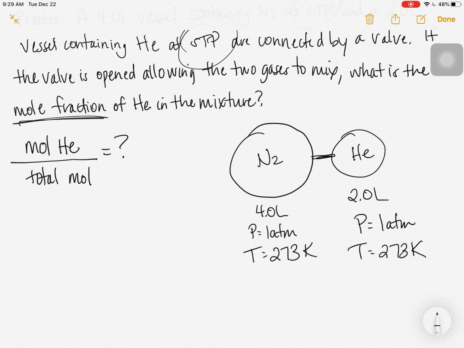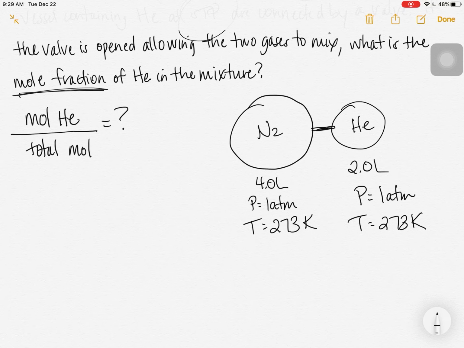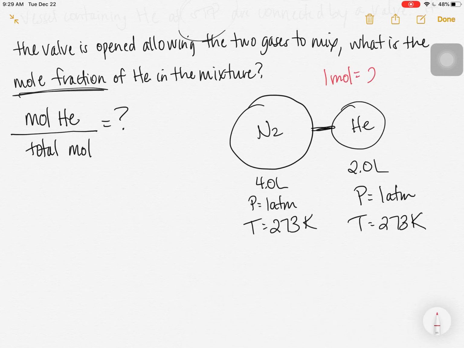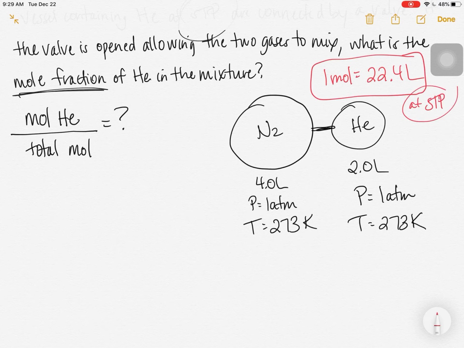And I just thought of a shortcut, and this is pretty cool. Because this problem occurs at STP, we know that we can use molar volume in this case. And so this is one way to solve this that's going to be way easier for us. Remember that at STP, 1 mole is equal to 22.4 liters. Only at STP, but that's okay because this problem is at STP.